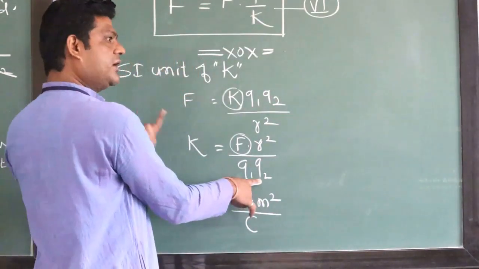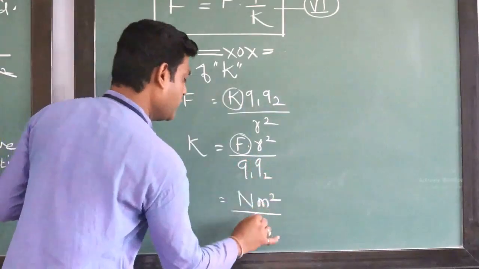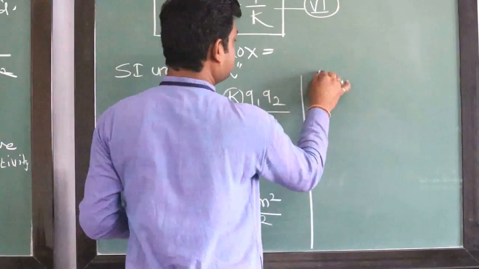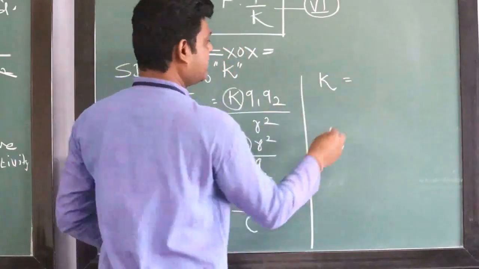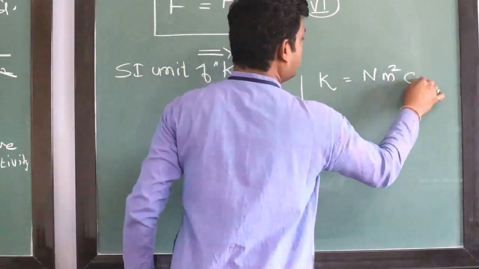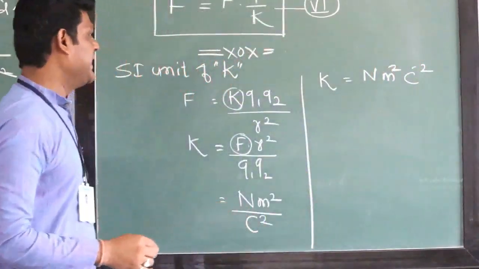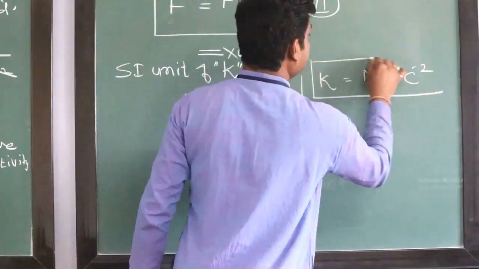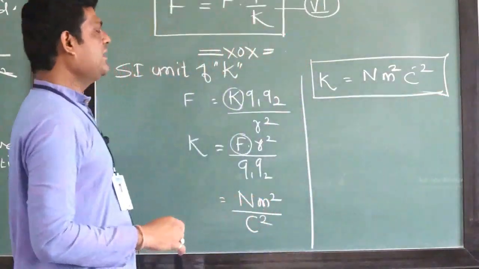Similarly, the SI unit of charge is Coulomb, so we will write Coulomb square. Rearranging the equation, K equals finally Newton meter square per Coulomb square. This is the SI unit of the Coulombian constant.